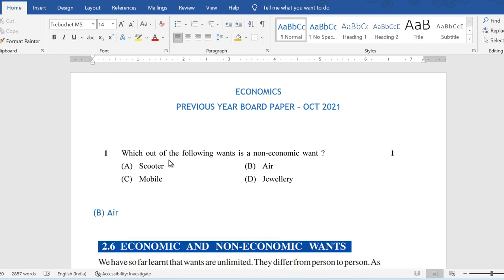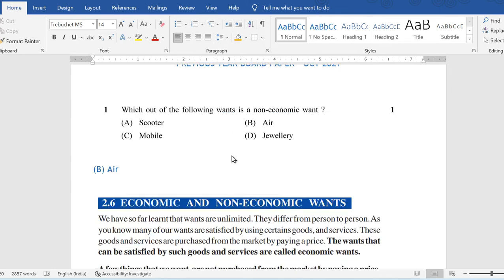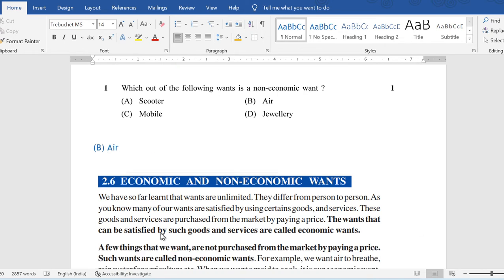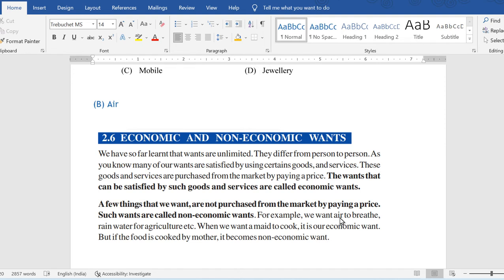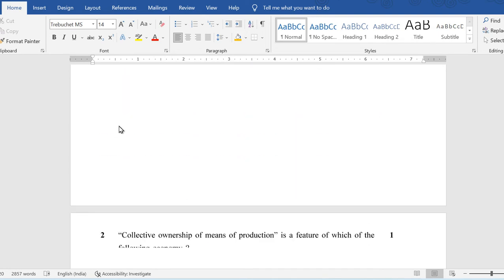The first question, which out of the following wants is a non-economic want? Options are scooter, B, air, then mobile and jewelry. The correct answer is B, that is air. The wants that can be satisfied by paying a price are economic wants, and those wants which are not purchased by paying a price are non-economic wants. An example is the air we breathe, which is a non-economic want. So the option B is the correct answer.